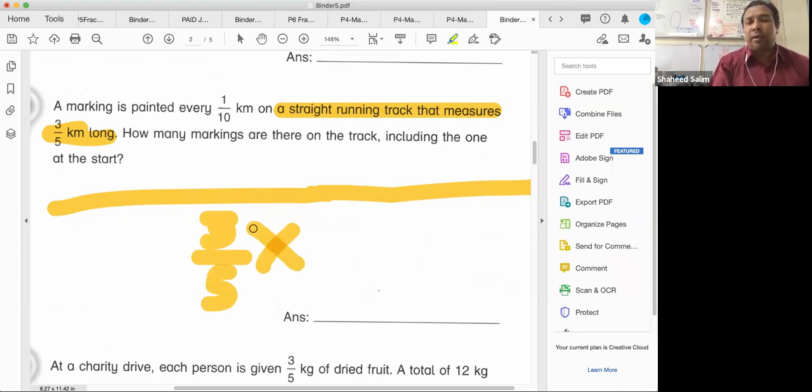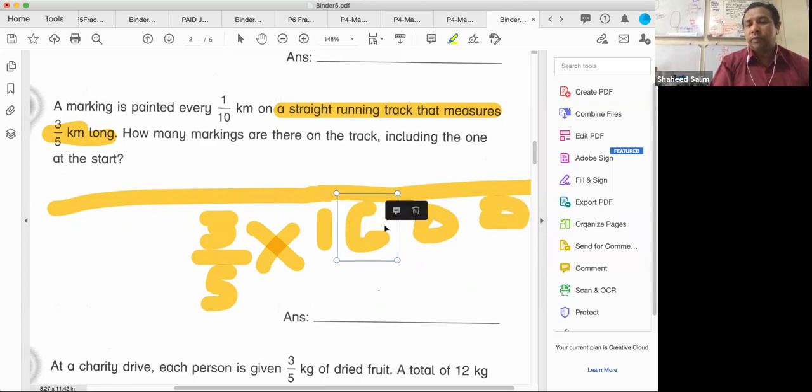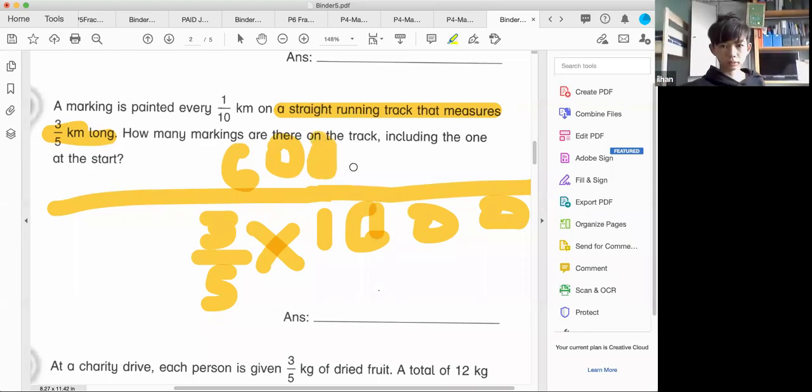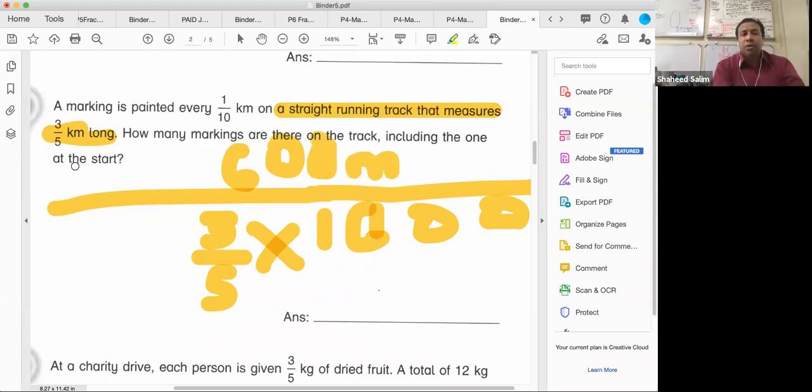So this one now is 3/5 of a km. Now you might be confused. What is 3/5 km? Okay, never mind. Can you all have calculator? You take 3/5 times 1,000. How much is it? 3/5 times 1,000. What's the answer? 600. 600 meter. Yes. So this is actually 600 meter.